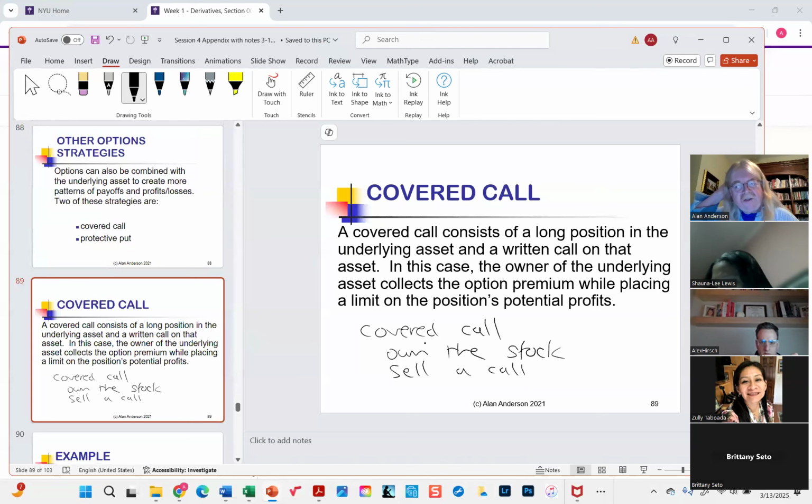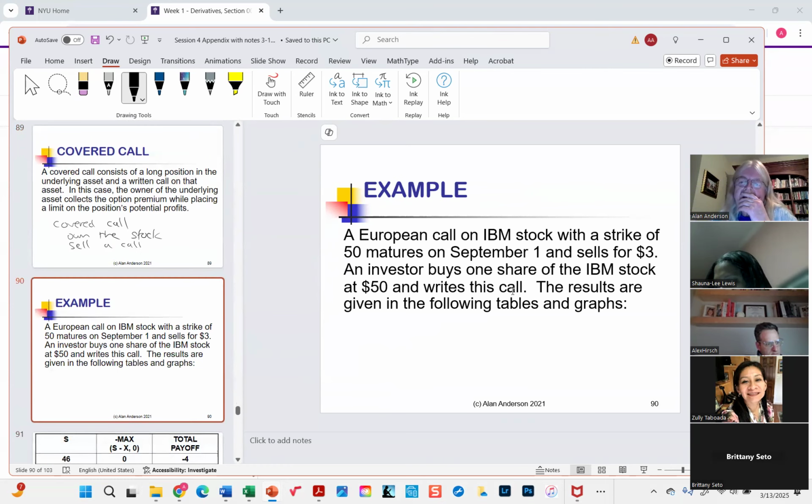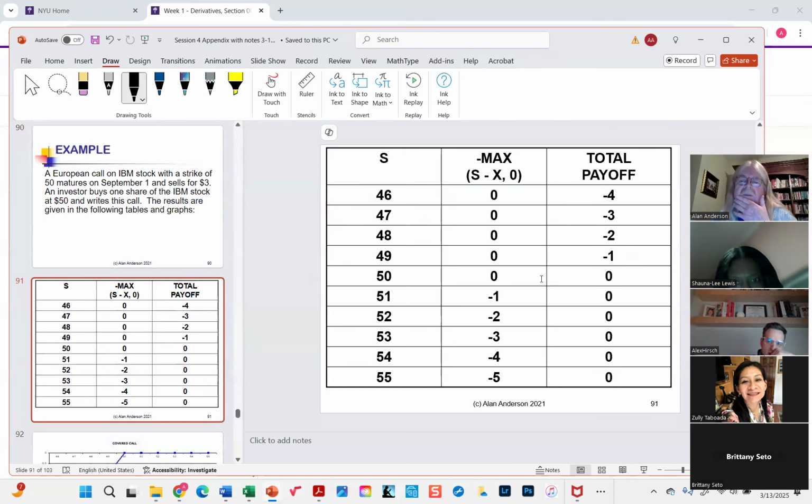Now, of course, selling the call means you're collecting the premium, but then what happens is if the price goes up, the stock will probably be called away. In other words, the owner of the call will exercise the right to buy your stock for the strike price, which is what you don't want to happen. So let's again use the example of the IBM call with a strike of 50. September 1st is maturity date. The price is $3. Let's say the stock price itself is selling for $50. And so this is what you're going to end up with.